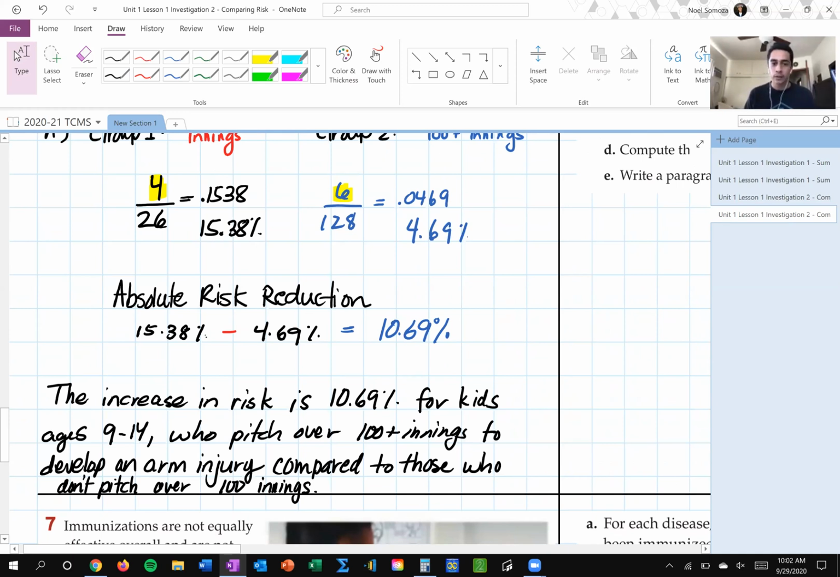So that's important to mention when you're talking about absolute risk reduction and explaining that to somebody, that the increase in risk is 10%. Now we can bring back the context. The increase in risk is 10.69% for kids ages 9 to 14 who pitch over 100 plus innings to develop an arm injury, compared to those who don't pitch over 100 plus innings.